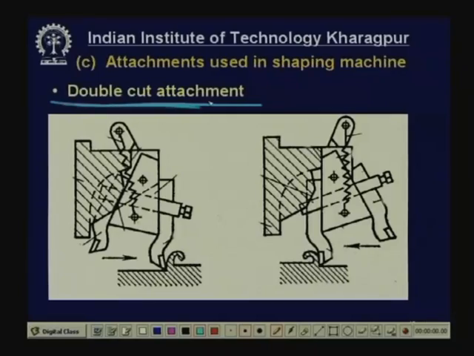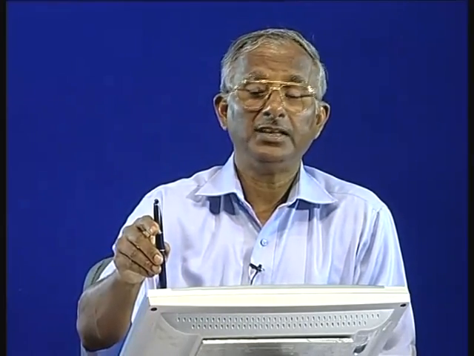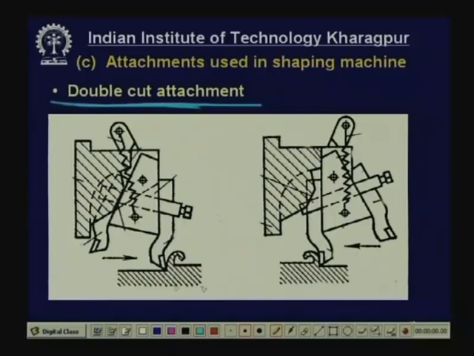You remember that in a shaping machine the cutting tool cuts in the forward stroke, all right, and in the return stroke it does not cut. That is called the idle stroke, which is a wastage of time and loss of productivity. So, if it can cut in the forward stroke as well as in the return stroke, then productivity will be doubled. Keeping this idea in mind, this attachment has been developed.